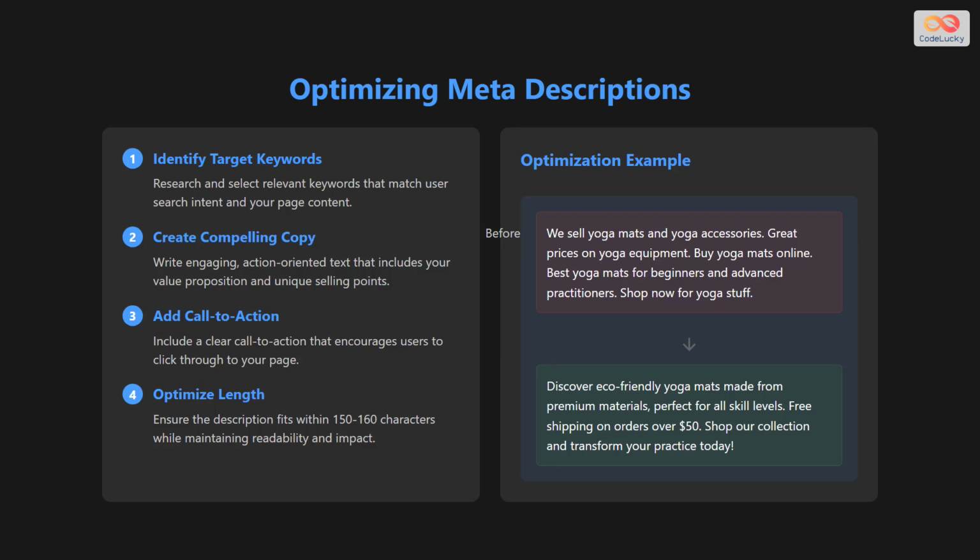Here's a before and after example of a meta description optimization, showing you the transformation from a poorly written one to an optimized one. The optimized version is more concise, includes keywords, and has a call to action.